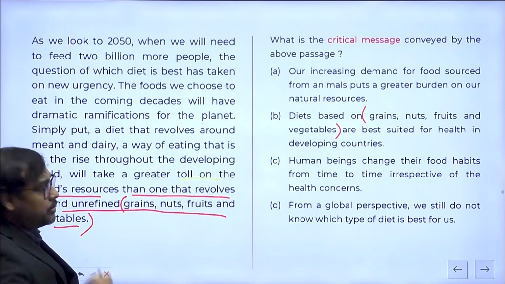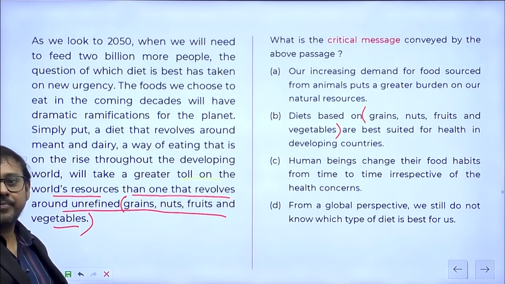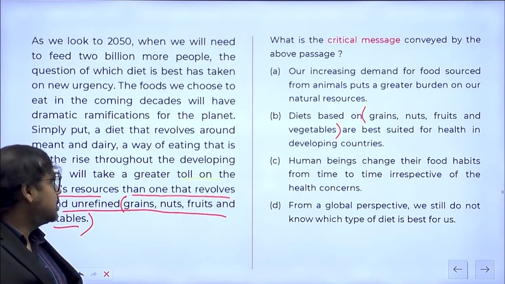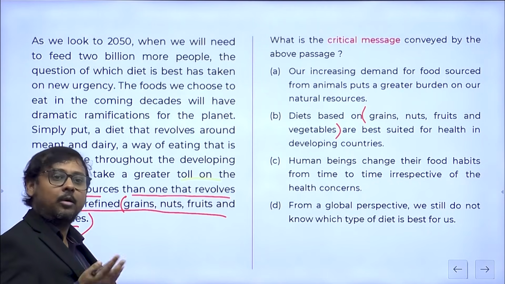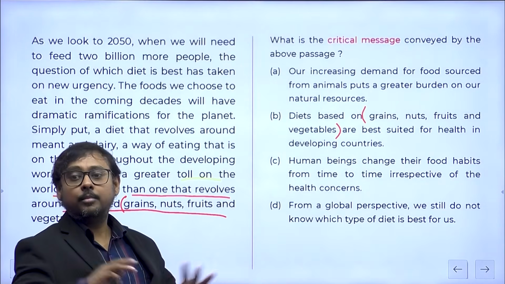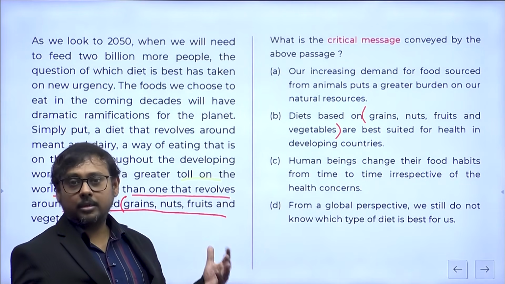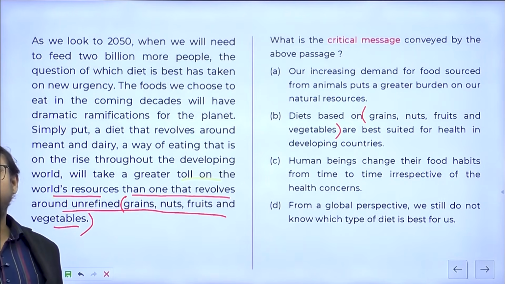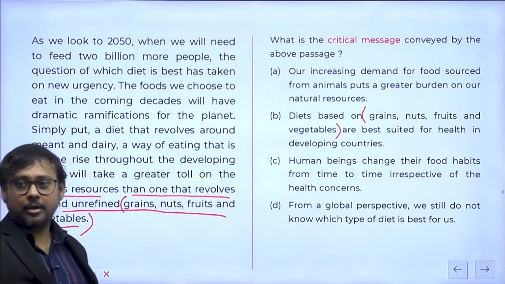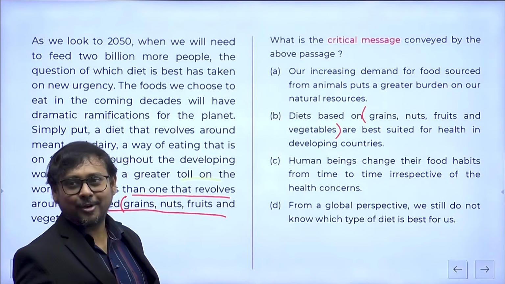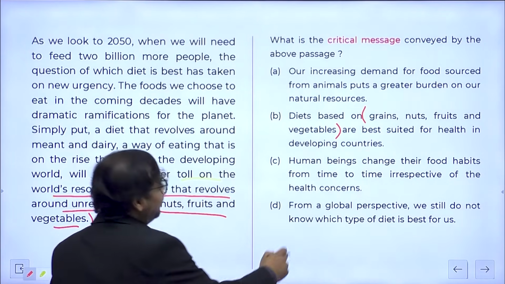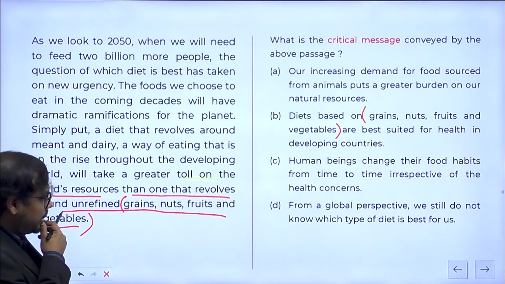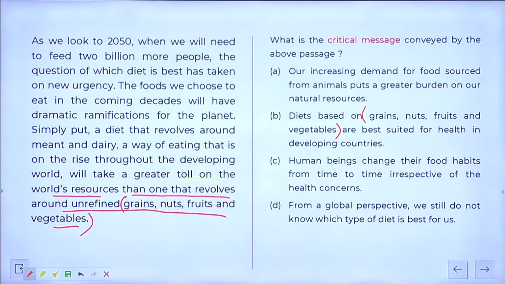And why is option B incorrect? Because it's never mentioned that it's the best for developing countries, right? Actually, commonsensically, it's not right. The broader message is not developing countries. Actually, it is developed countries where there is more protein-rich, more protein-oriented food, right? And why do human beings change their food habits from time to time, irrespective of health concerns? Why is this incorrect?